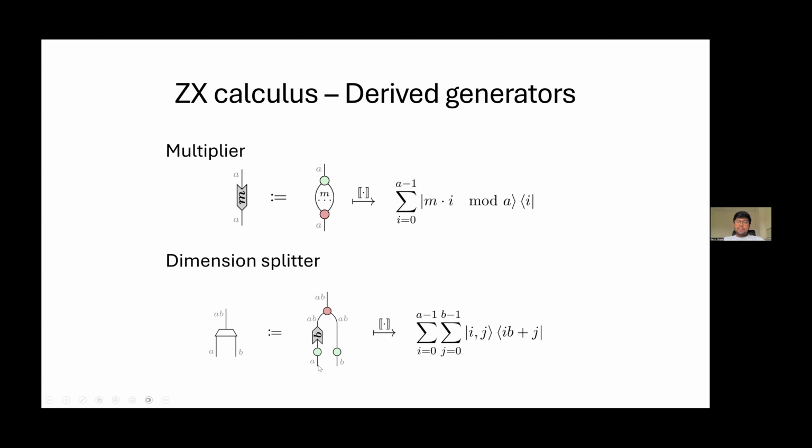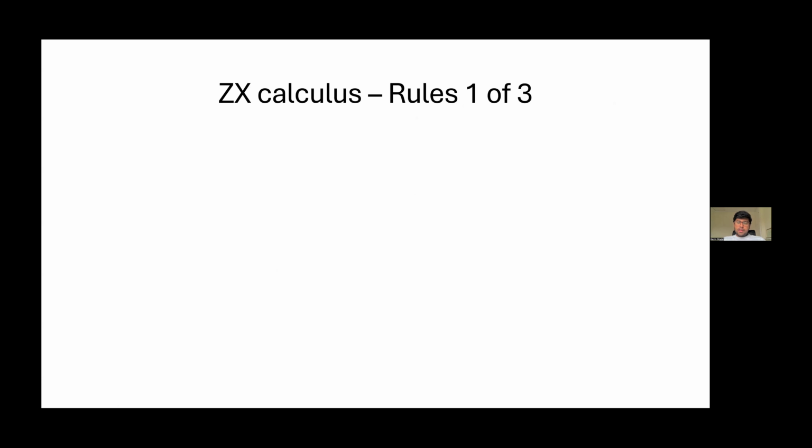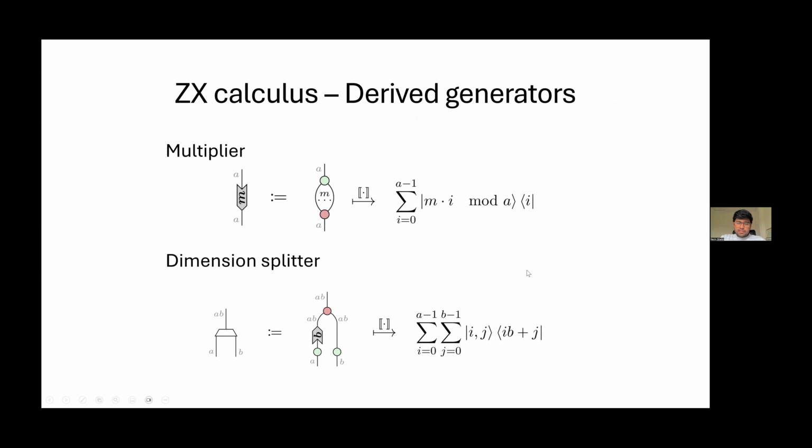And we can define that using the mixed dimensional ZX, where we embed first on the A leg and B leg to AB, and then we do this modular addition to get I times B plus J. Okay, so these are all the generators. Now I'll talk about the rules, but if there are any questions about definitions of any of these, let me know.